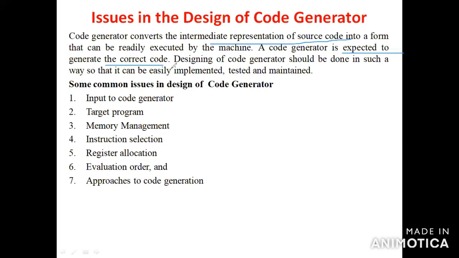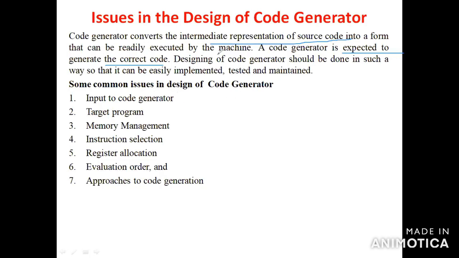In correctness, the code generator should produce the correct code and not alter the purpose of the source code. High quality means it should always produce high quality object code. So this is for the normal case. The code generator is expected to generate the correct code only.